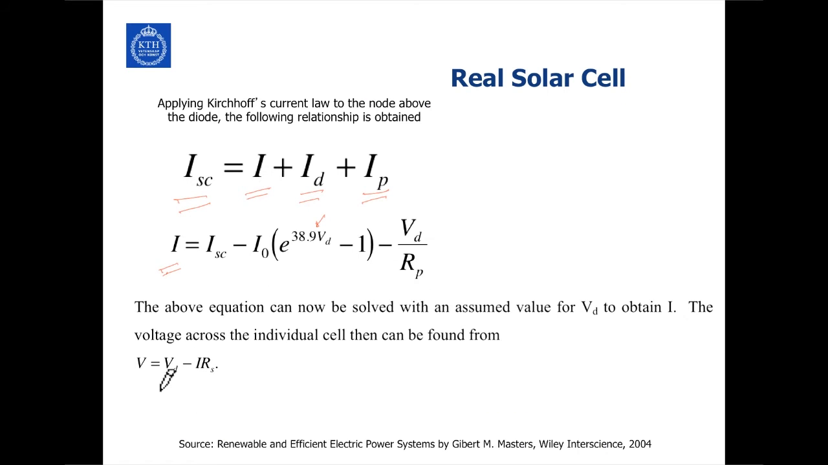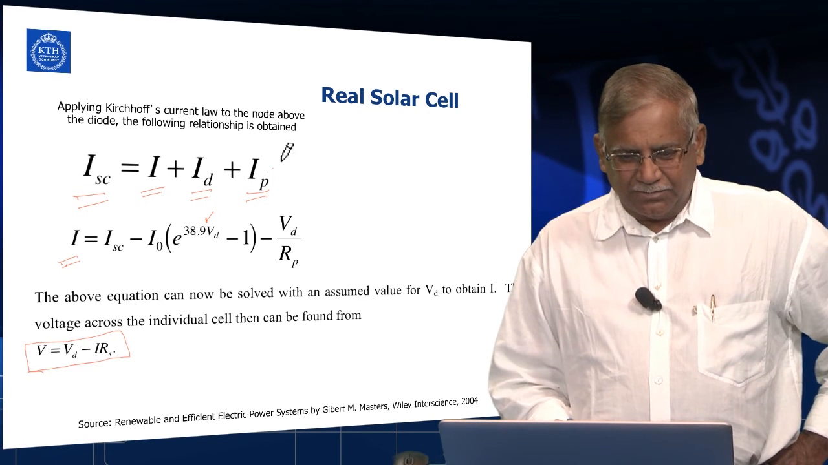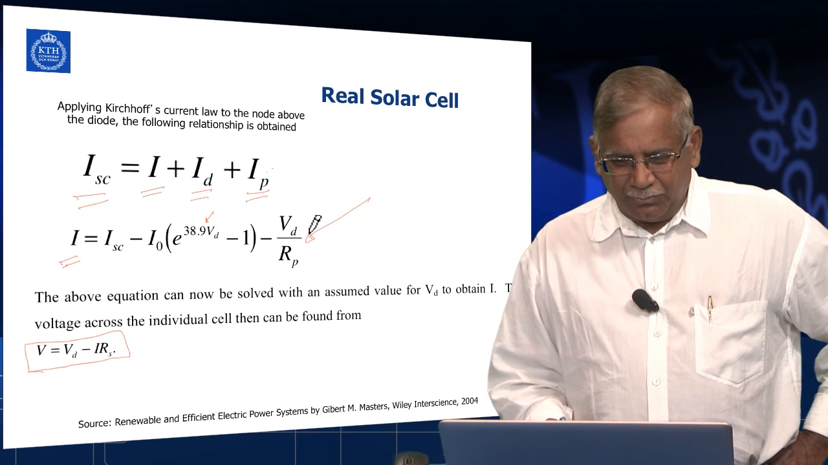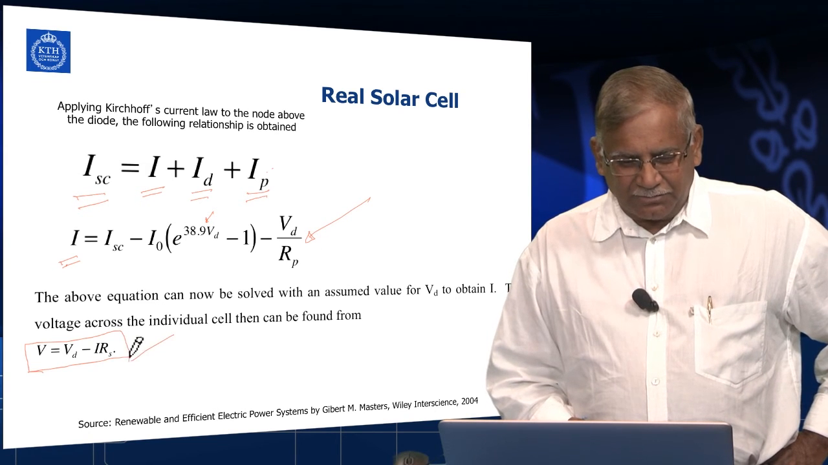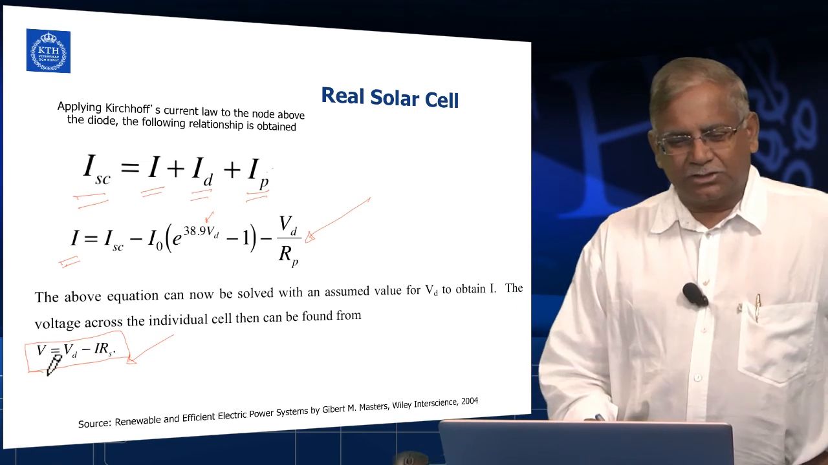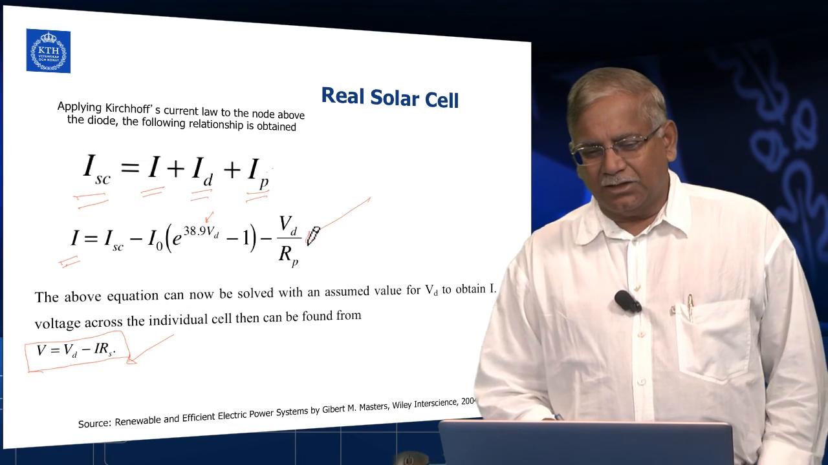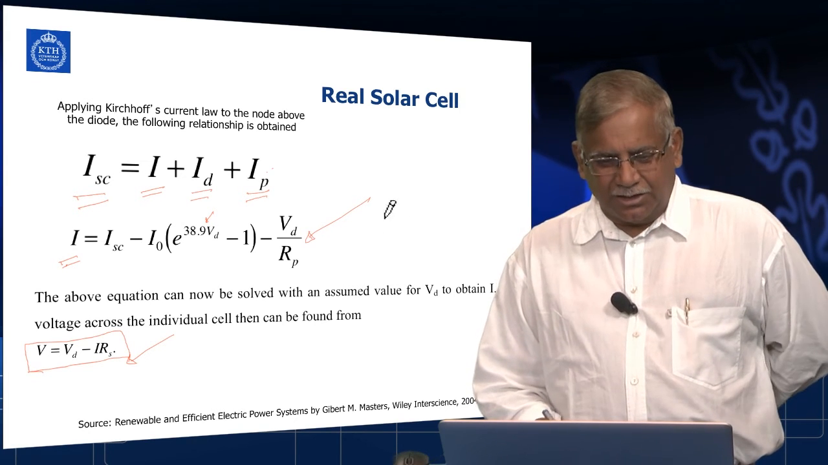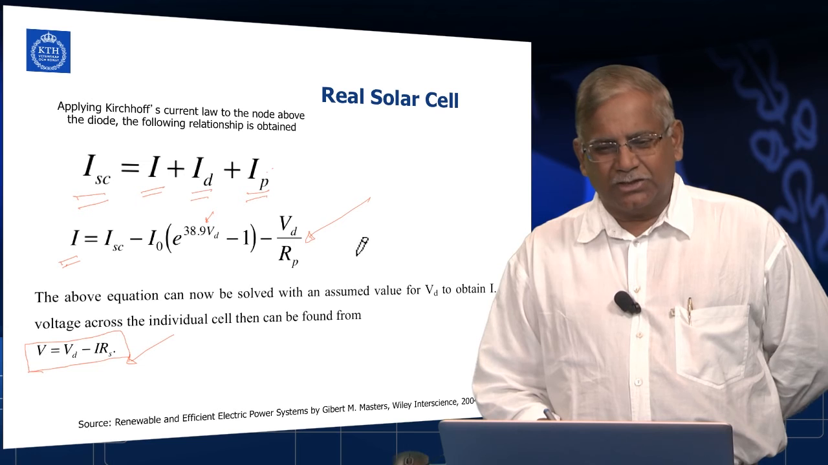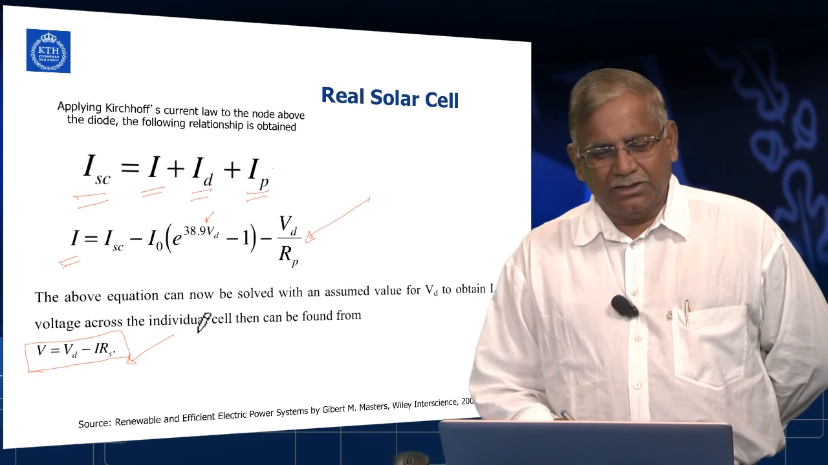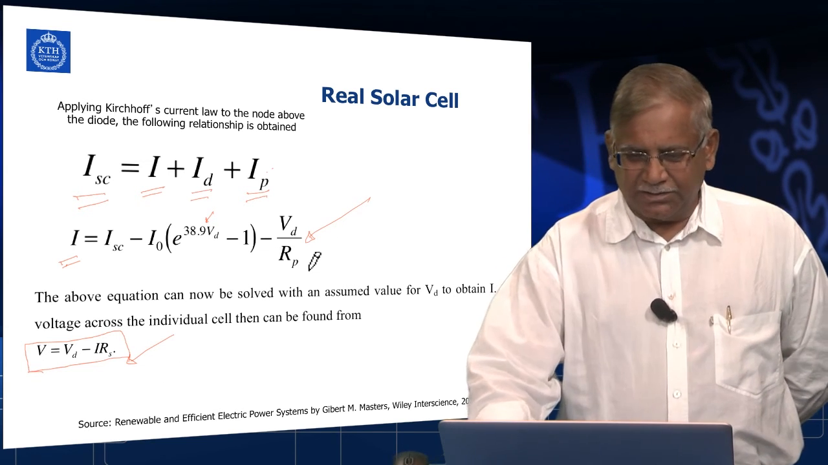The voltage across an individual cell can then be found by this equation right here. So this is essentially the current for the real cell. The current is given by this equation here, and the voltage is given by this equation right here. So the series resistance affects the voltage, and the parallel resistance affects the current, and that is how a real solar cell is modeled using these resistances.